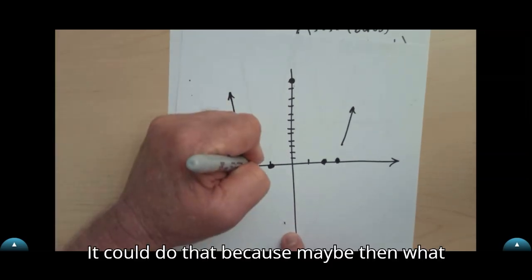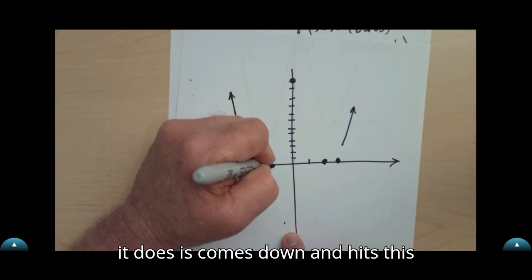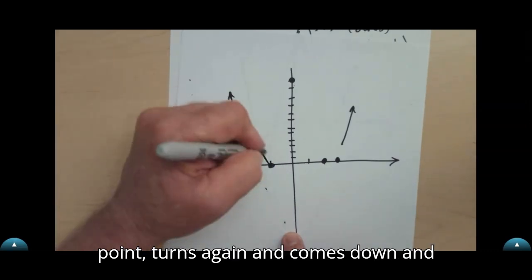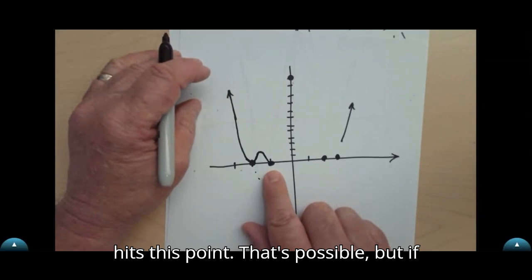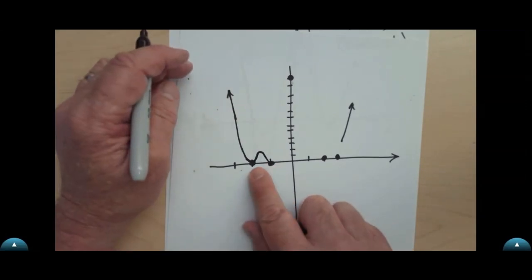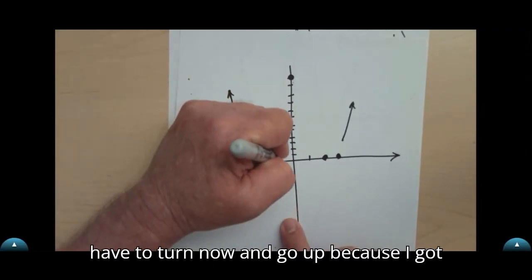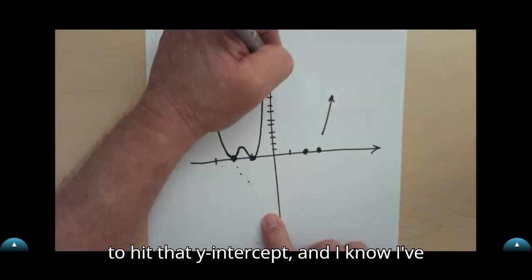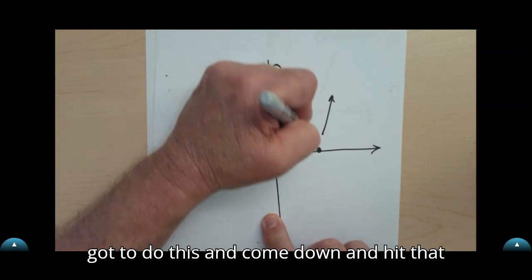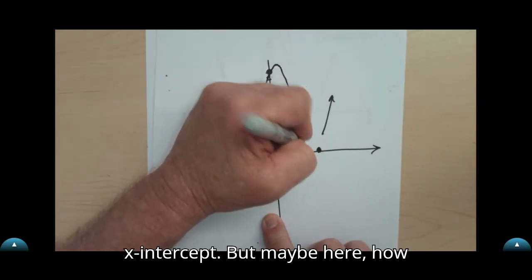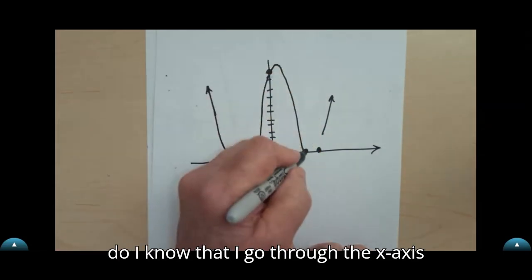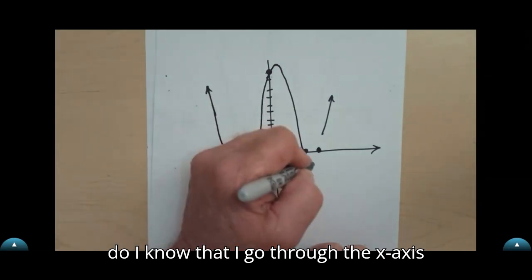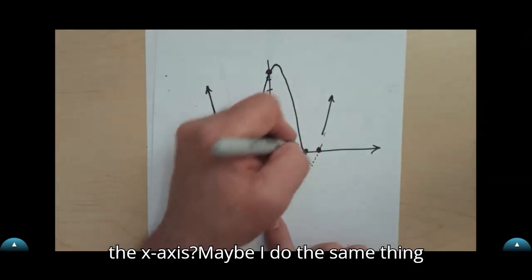It could do that because maybe then what it does is comes down and hits this point, turns again and comes down and hits this point. That's possible, but if that did happen, then I know I would have to turn now and go up because I got to hit that y-intercept, and I know I've got to do this and come down and hit that x-intercept. But maybe here, how do I know that I go through the x-axis and then turn and hit that and go through the x-axis?